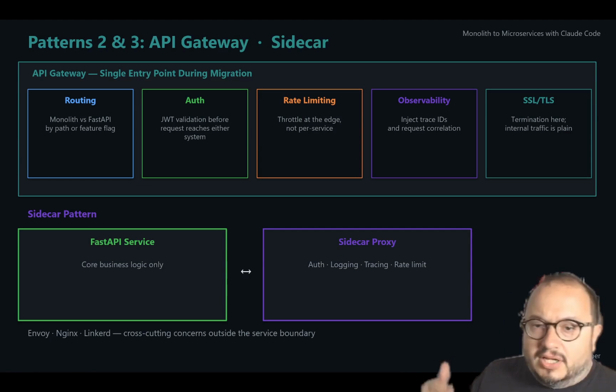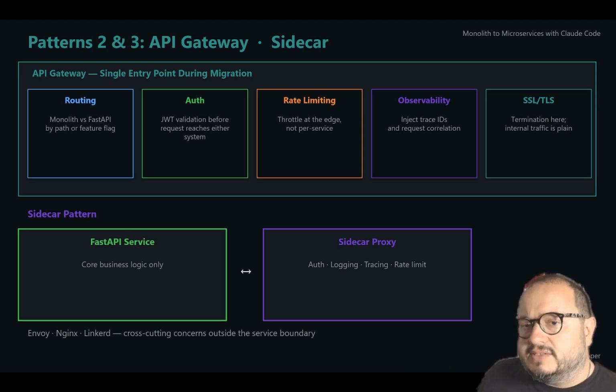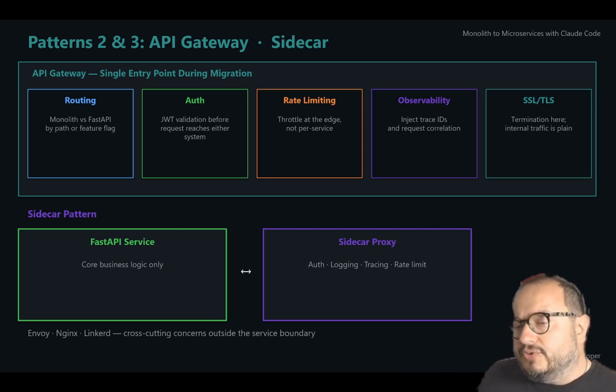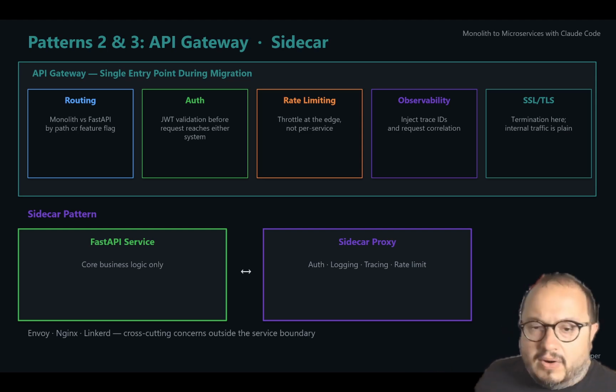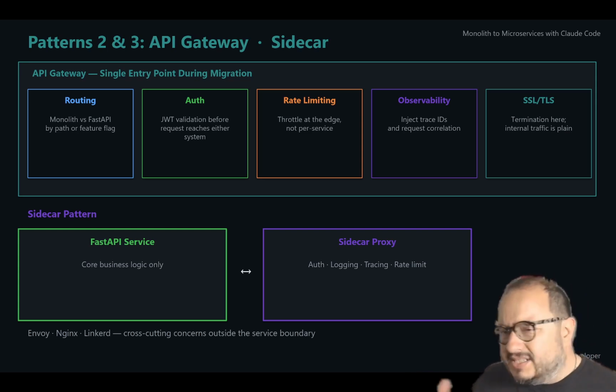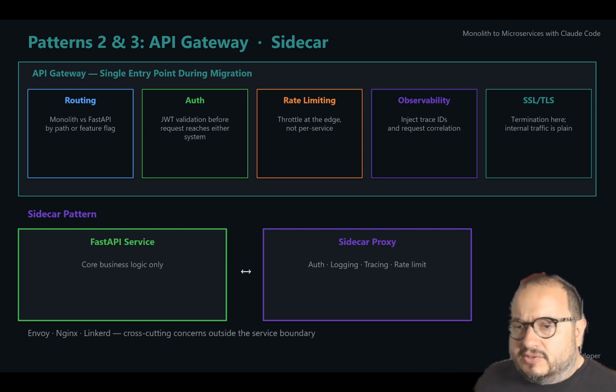SSL termination, authentication validation, and rate limiting happen at the gateway before the request reaches either system. Claude Code's role here is generating routing configuration: Nginx rules, a Kong plugin config, or an AWS API Gateway OpenAPI spec. You describe the split and it produces the routing rules.